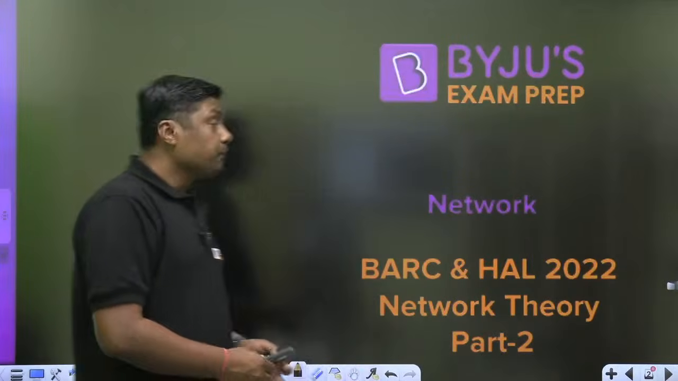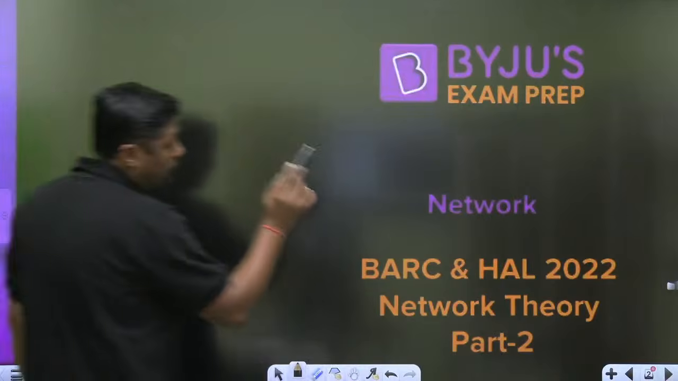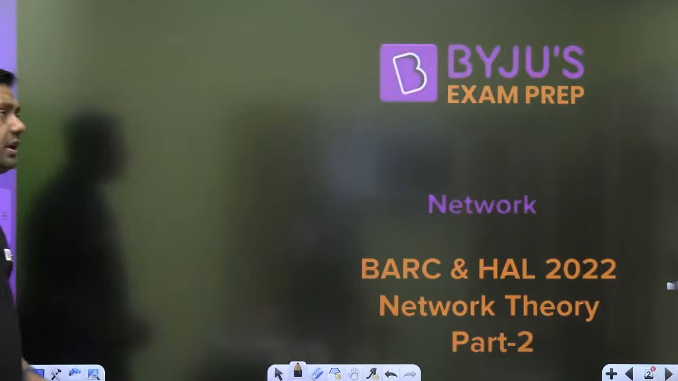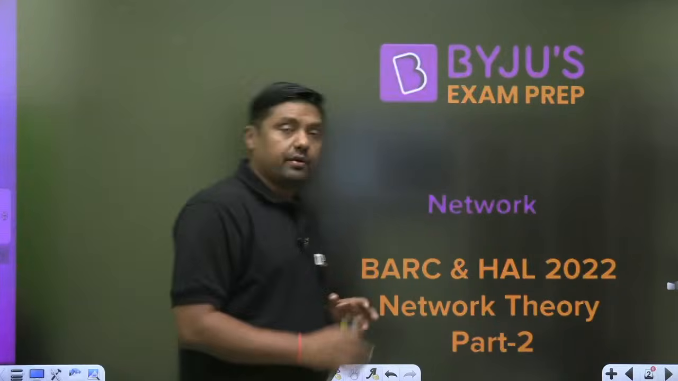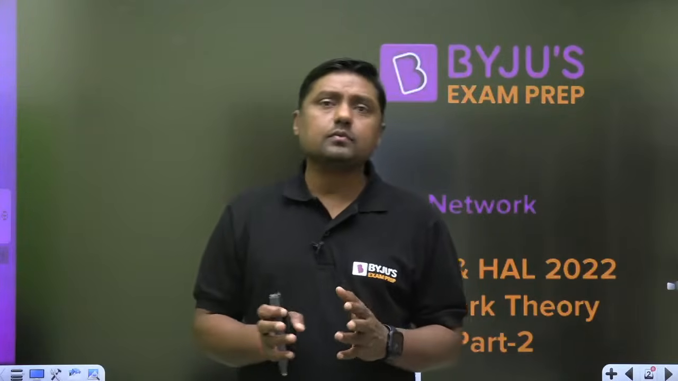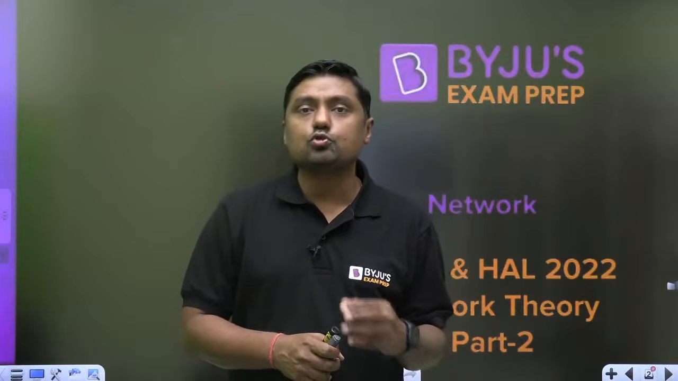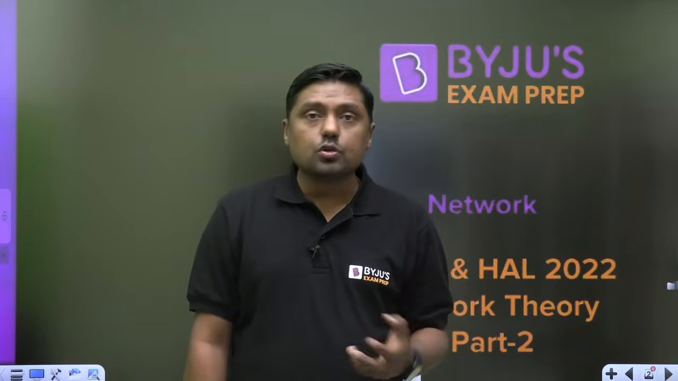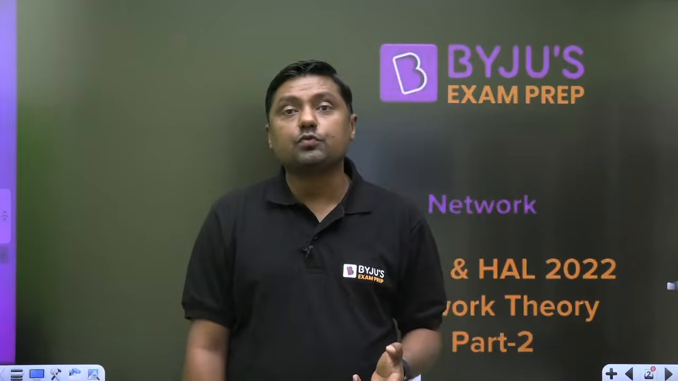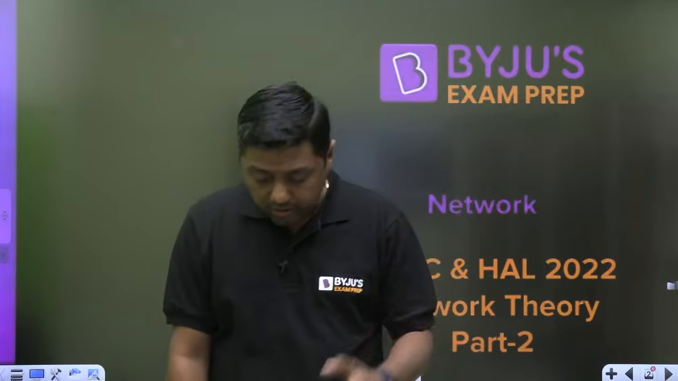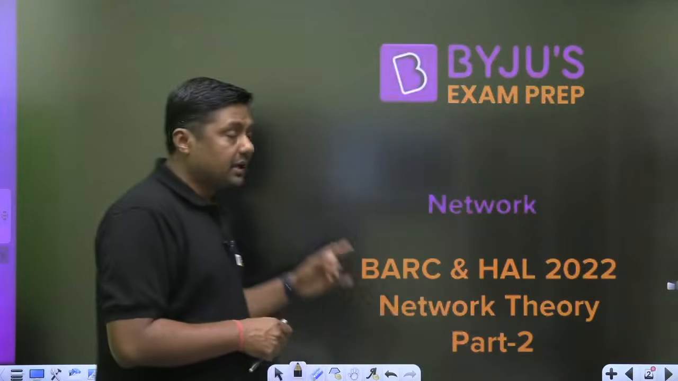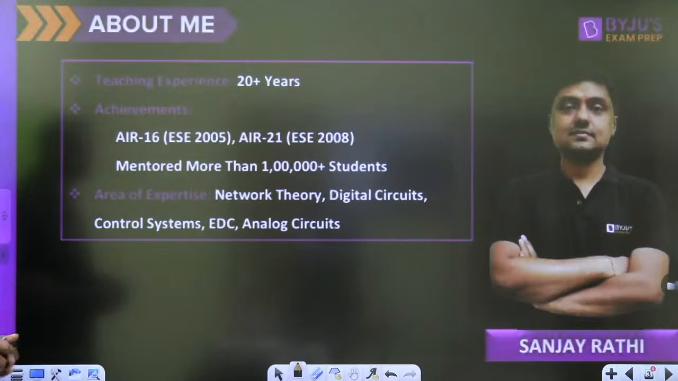This is BARC and HAL 2022 network theory part 2. Already in part 1 we have discussed theorems and basics of network, like KCL, KVL, supernode analysis, some important numericals on Thevenin's theorem, Norton's theorem, one question on superposition theorem, maximum power transfer theorem, Millman's theorem, Tellegen's theorem. In the first part we discussed those, and now it is the second part of network theory.